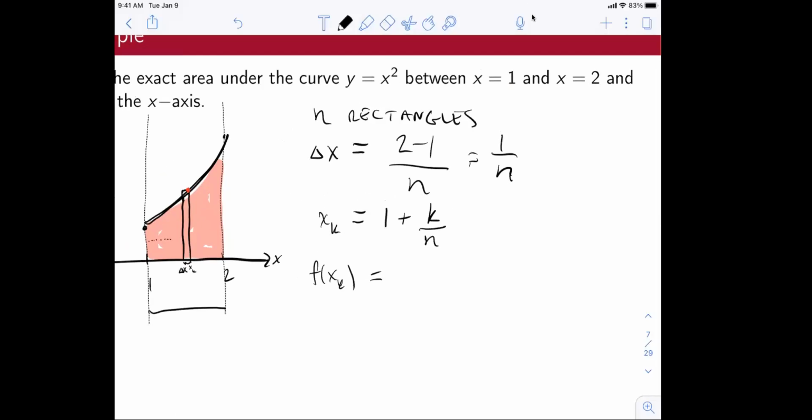Have it in the chat. Yeah, you just take xk and you square it, right? f of x is x squared. So I'm going to take xk and put it in parentheses when I square it, because you do need to FOIL this eventually, okay?